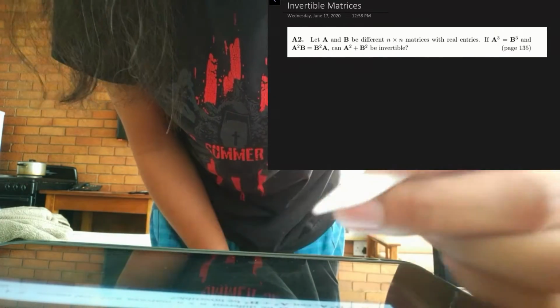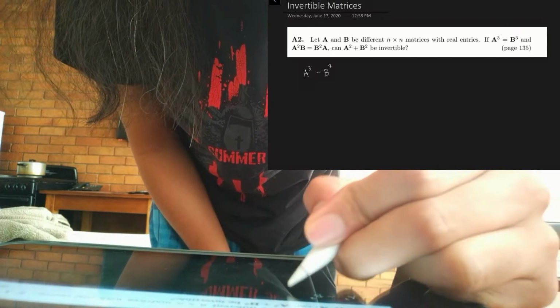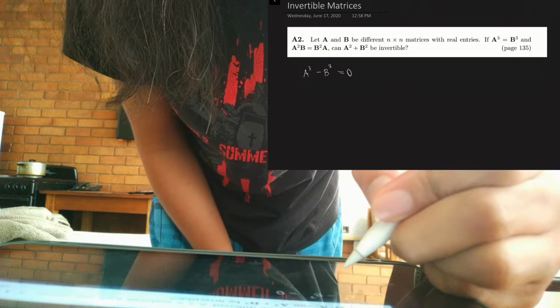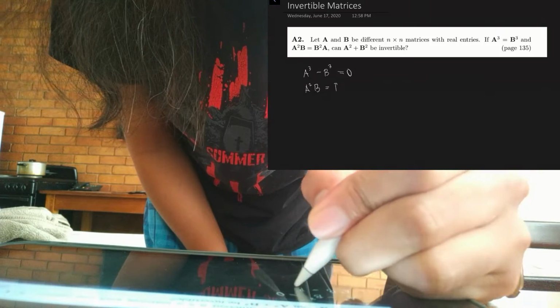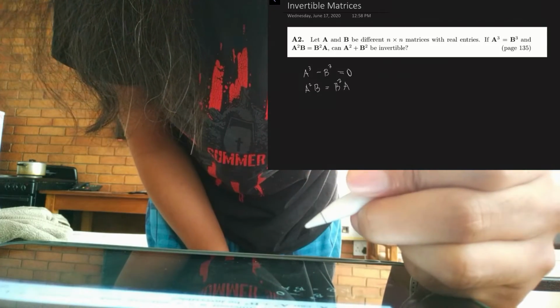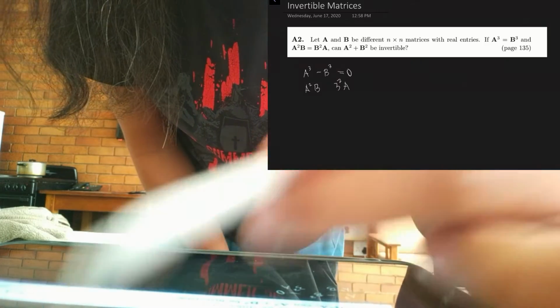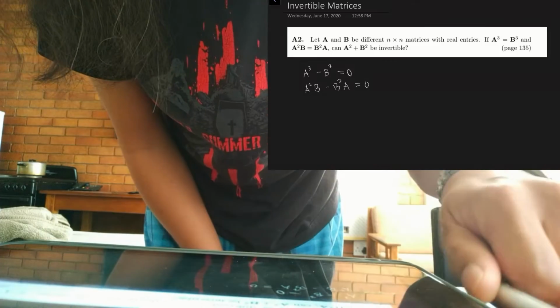A cube minus B cube equals 0, which is of course A cube equals B cube, and then we also know that A squared B equals B squared A, which implies that A squared B minus B squared A is equal to 0.